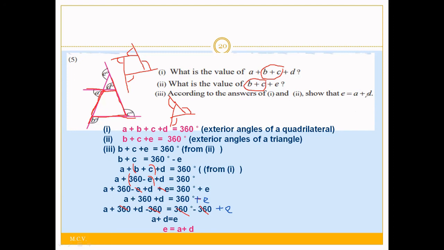But we want E equals A plus D. So you can change the sides. E goes here, A plus D goes to the other side. E equals A plus D. Simply, what we did here is we applied the sum of exterior angles of a quadrilateral is 360, and the sum of exterior angles of a triangle is 360. We applied that, and after that for B plus C we substituted using these two equations and got this result.